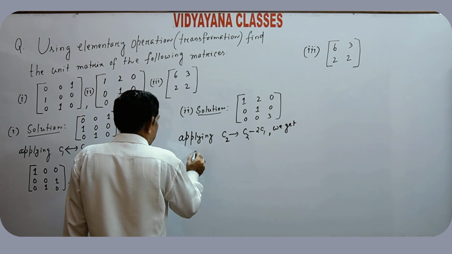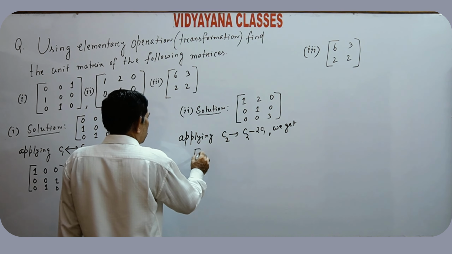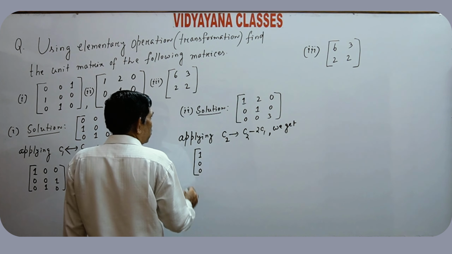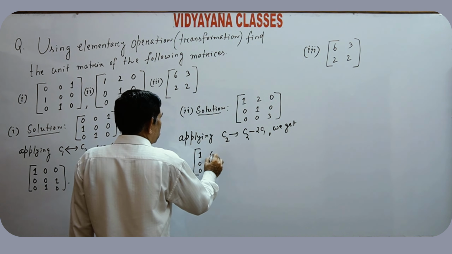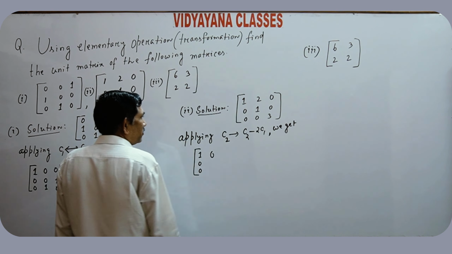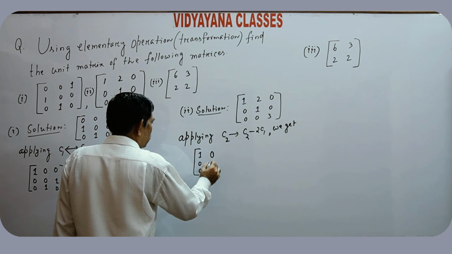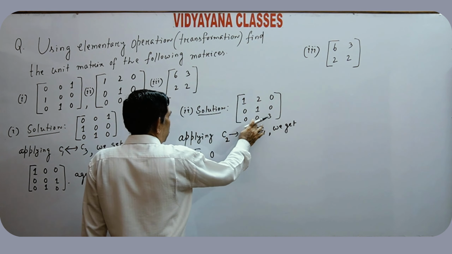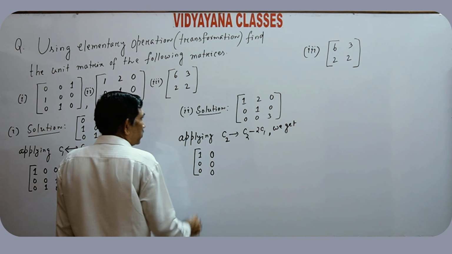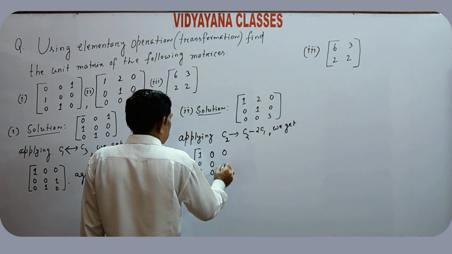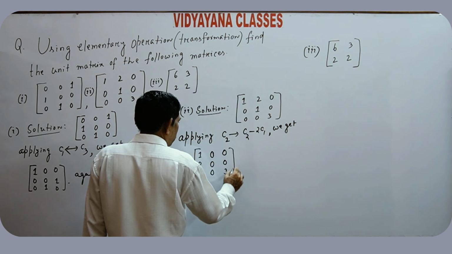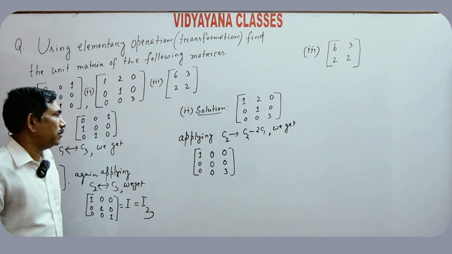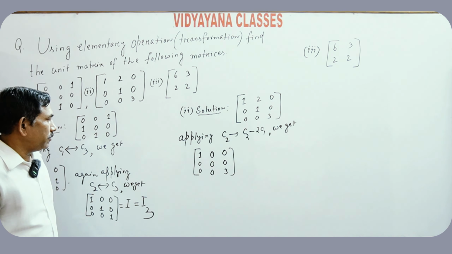the matrix having elements 1 0 0. 2 minus 2 times of 1, that is equal to 0. 1 minus 2 times of 0, that is equal to 0. 0 minus 2 times of 0, that is equal to 0. The third column remains as it is, which is 0 0 3.